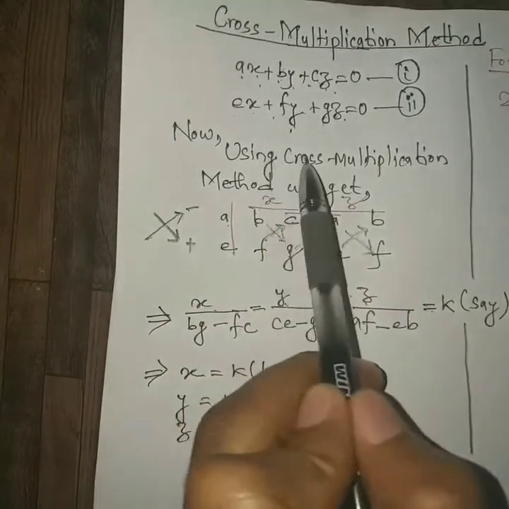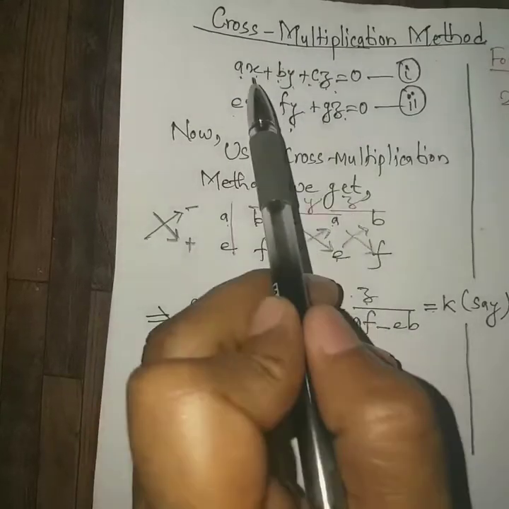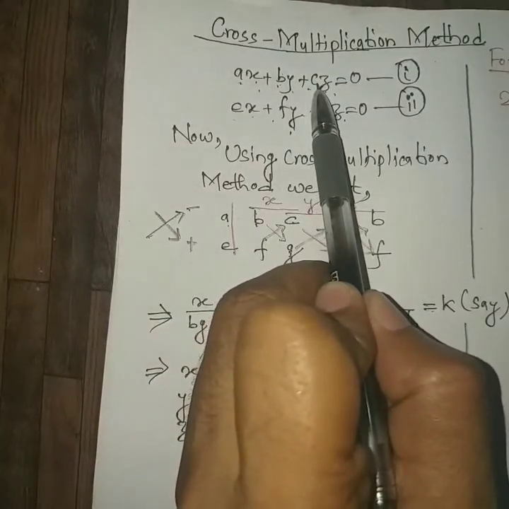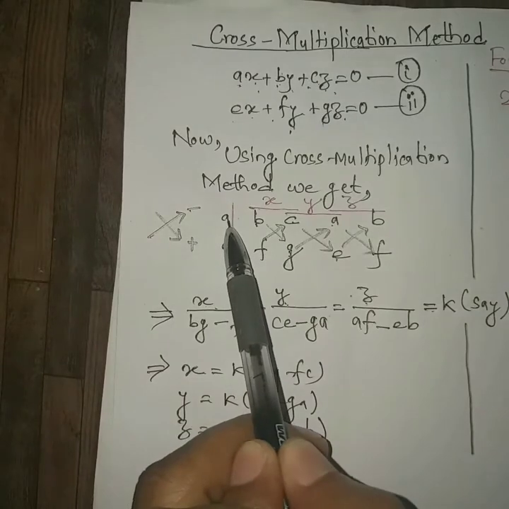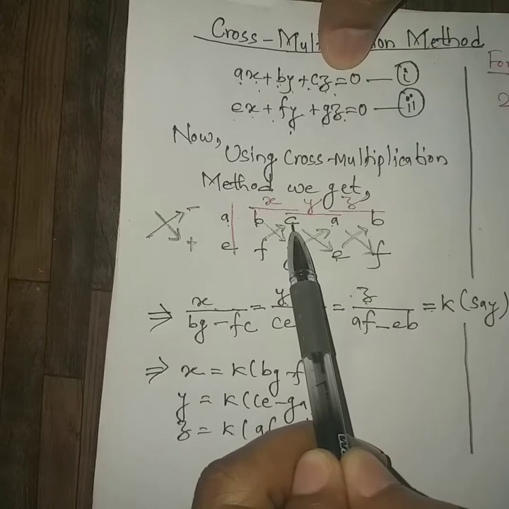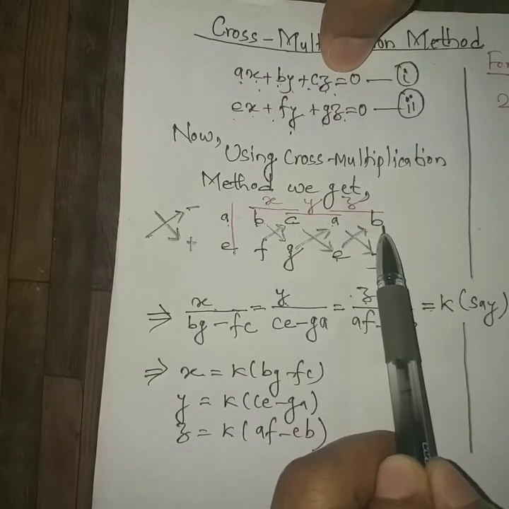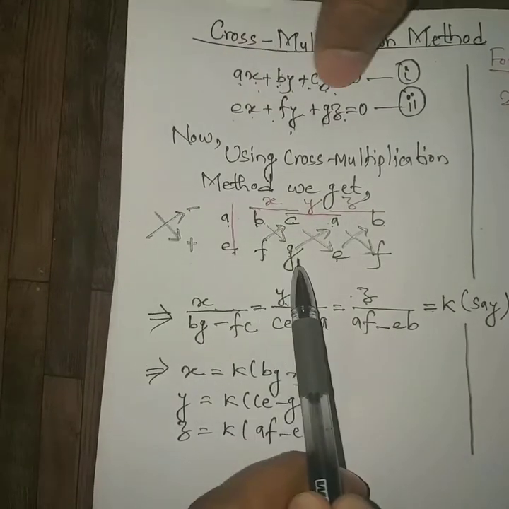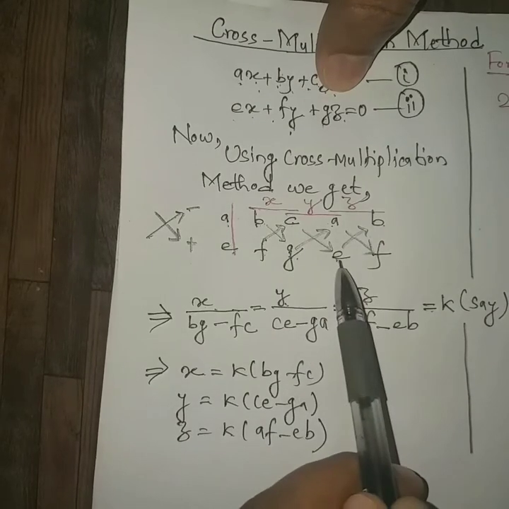So, to solve these two equations using the cross multiplication method, first of all, we list out the coefficients of each equation. Here, I have listed the coefficients of the first equation. The coefficient of x is a, y is b, and z is c, and I'm repeating the coefficients of x and y again. Similarly, the coefficients of the second equation are e, f, g, and I have repeated the coefficients of x and y.